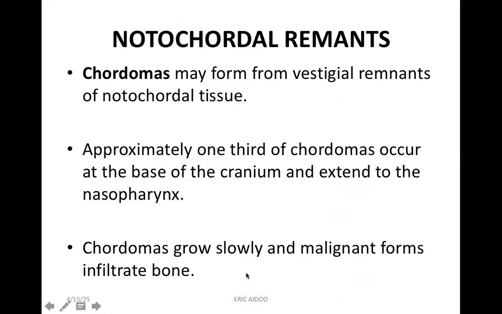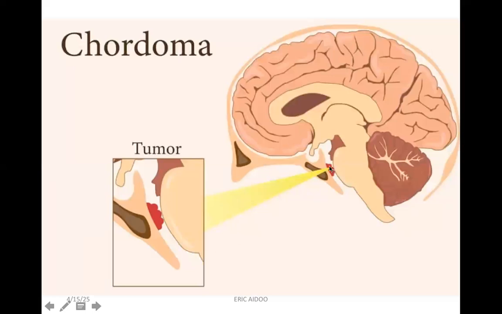So I was talking about notochords and their remnants. So persisting notochords can form chordomas, and this may form from vestigial remnants of the notochordal tissue. Approximately 1/3 of chordomas occur at the base of the cranium and extend to the nasopharynx. Chordomas also grow slowly, and malignant forms infiltrate bones. So this is where you find them at the base there.